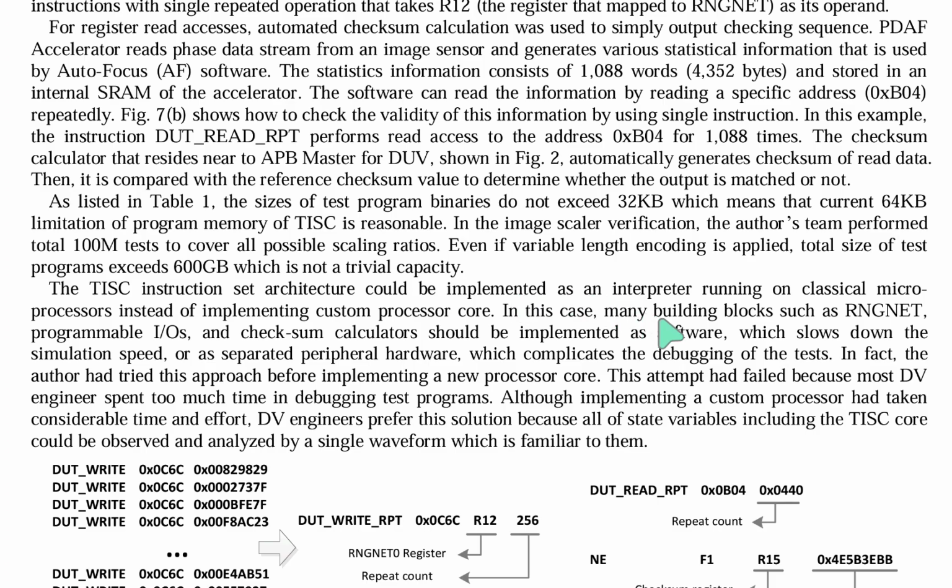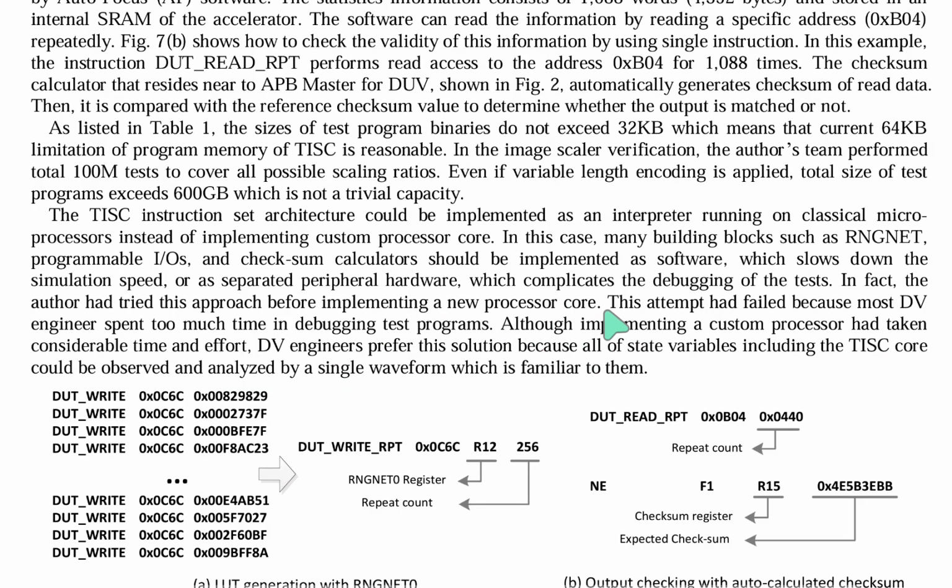In this case, the many building blocks such as RNG-net, programmable IOs, and a checksum calculator should be implemented as software, which slows down the simulation speed, or as separate flip-flop hardware, which complicates the debugging of the tests. In fact, the author had tried this approach before implementing a new processor core.